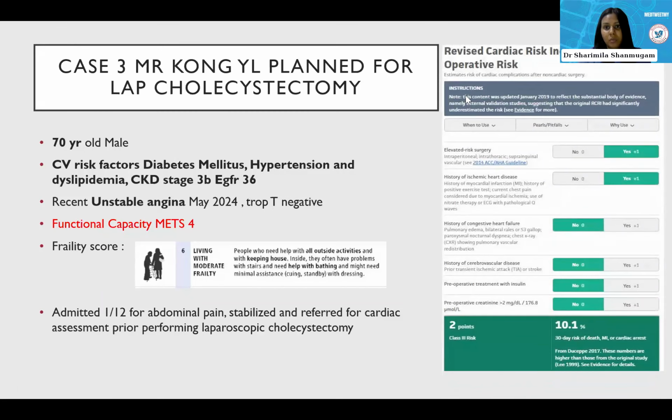So for Mr. Kong, again, your cardiac risk index: lap chole, intermediate risk, his frailty score, so I put it as yes. Ischemic heart disease, yes, it's unstable angina, current chest pain, quite recent. No congestive heart failure, no stroke, no insulin, and creatinine is actually less than 176, so his score is 2, he's at risk of 10.1%.